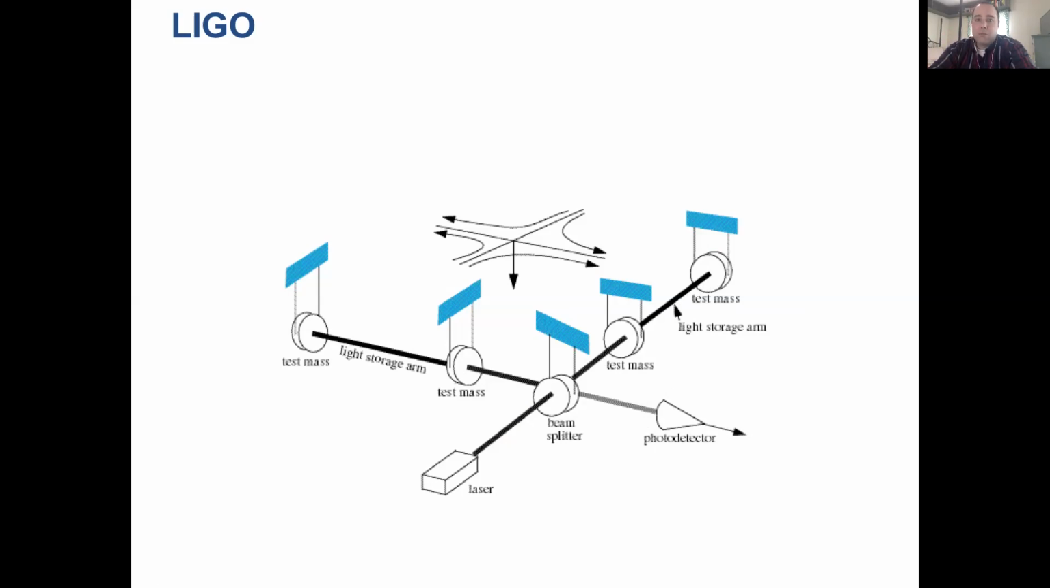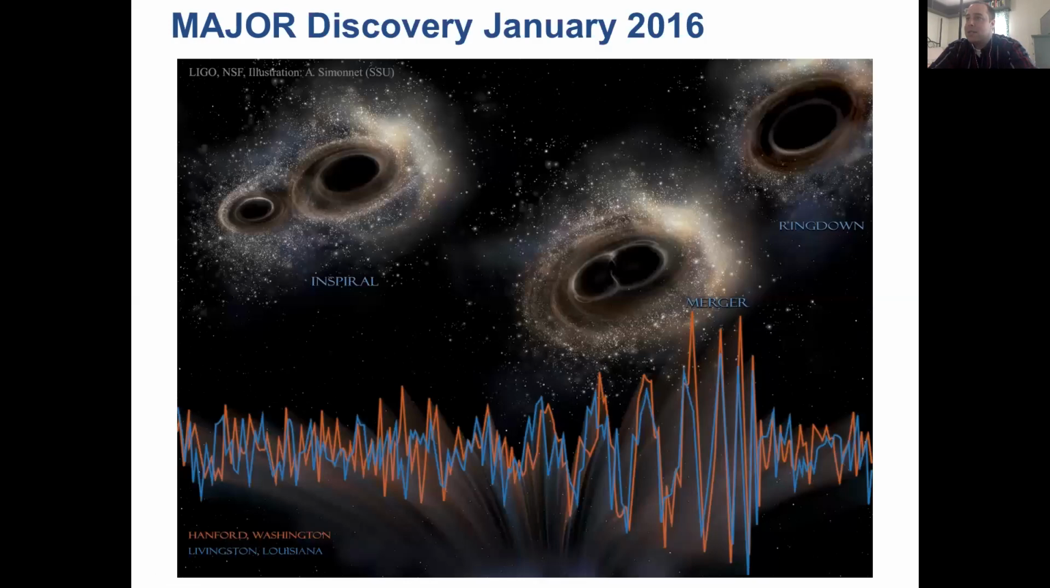Several years ago, we were finally in the position where we had made enough upgrades that we thought we had a chance to detect some real astronomical objects. And lo and behold, in January of 2016, we found some real astronomical objects. You may have heard about this. This has been in the news. This was extraordinarily important when it first happened. There have been several more since.